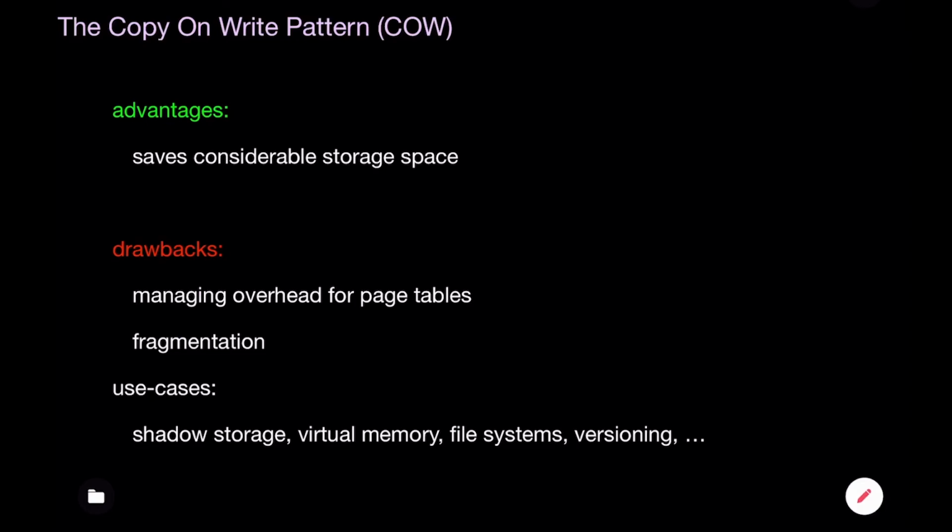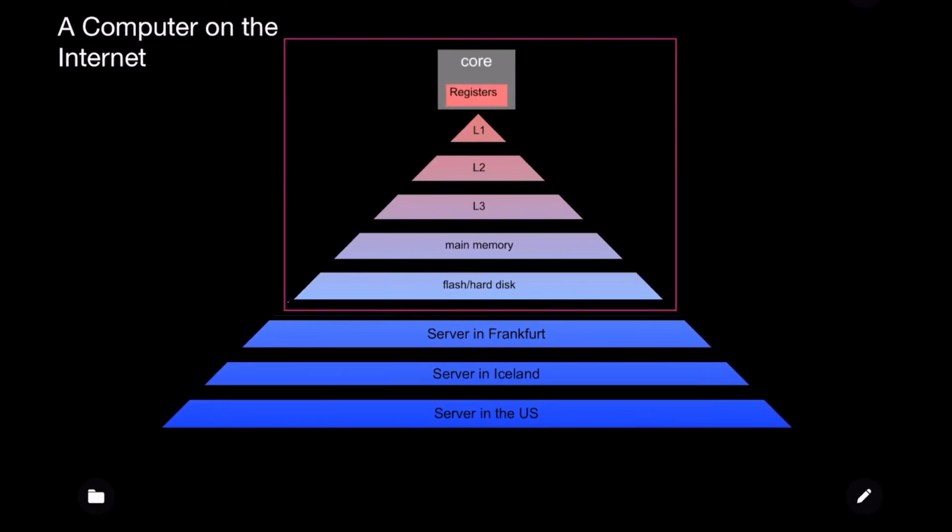Shadow storage, I showed you. Virtual memory is all over the place, like any device uses that. File systems do similar things. Versioning systems do similar things. Always the same idea.